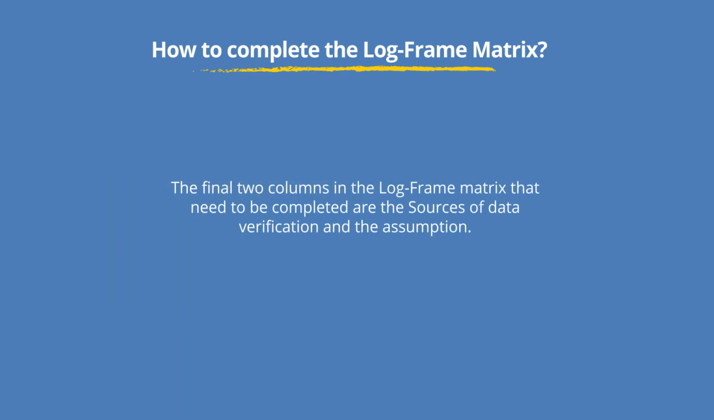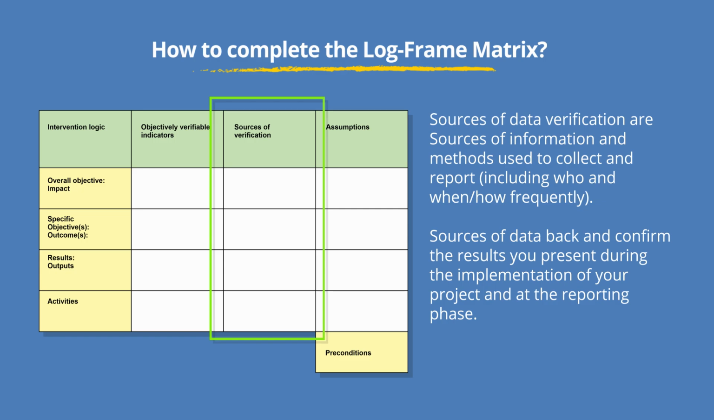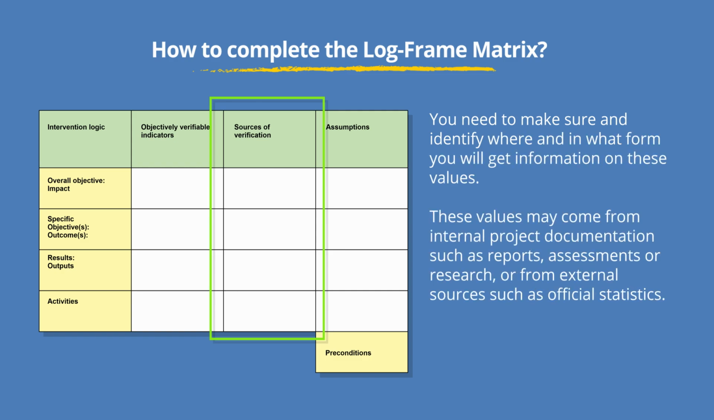The final two columns in the log frame matrix that need to be completed are the sources of data verification and the assumptions. Sources of data verification are sources of information and methods used to collect and report, including who and when and how frequently. Sources of data back up and confirm the results you present during the implementation of your project and at the reporting phase. You need to make sure and identify where and in what form you will get information on these values. These values may come from internal project documentation, such as reports, assessments, or research, or from external sources, such as official statistics.